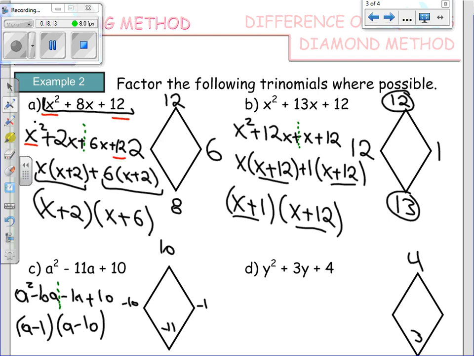Just wait. Listen to Eric, please. 4 plus 1 would be 3, and then 4 would be negative 4. Pardon? 1 and 3? 1 and 3 don't multiply to be 4. It doesn't work, guys. If you can't do it, then you don't have to factor it. So you would put can't factor it.